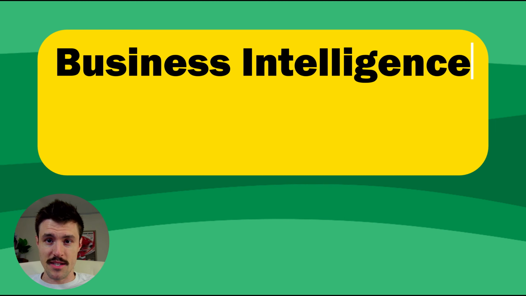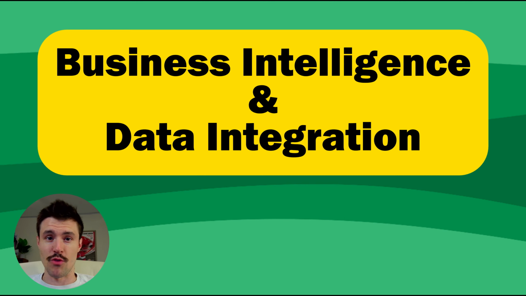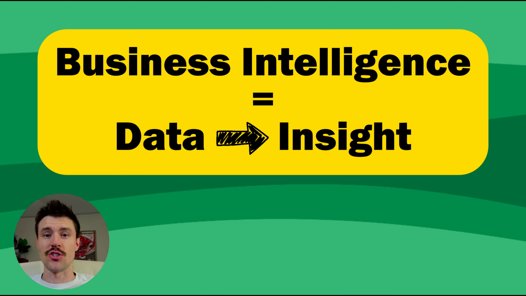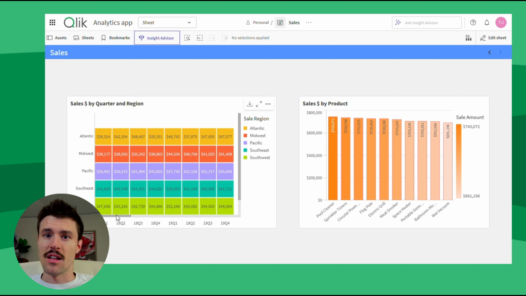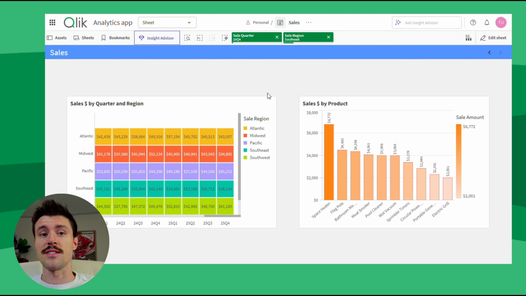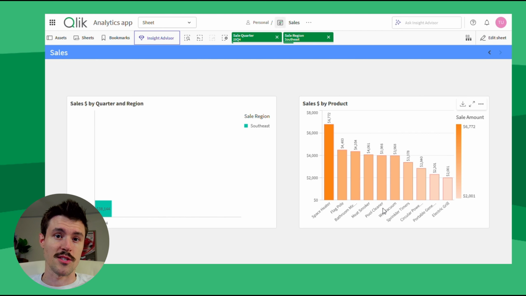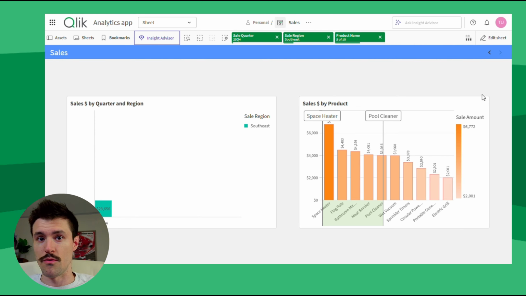Qlik is a business intelligence and data integration software company. Business intelligence means turning data, like a sales database, into insight, like what are our best selling products over the last quarter in our southeastern US market. This helps businesses make better decisions, like which products to spend more money on to advertise or improve.